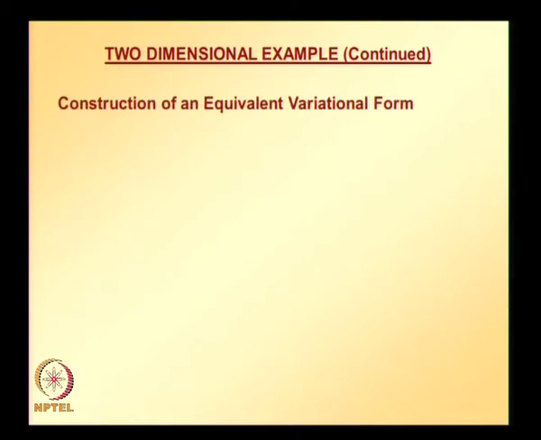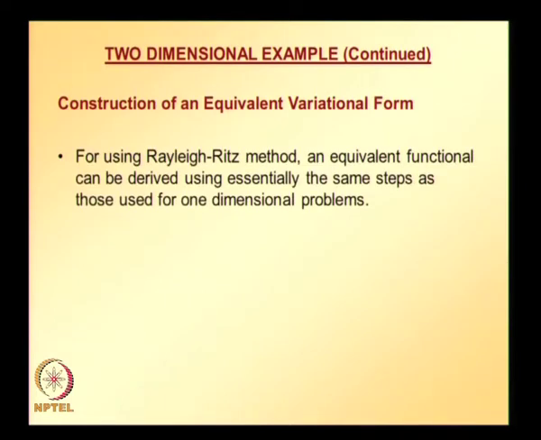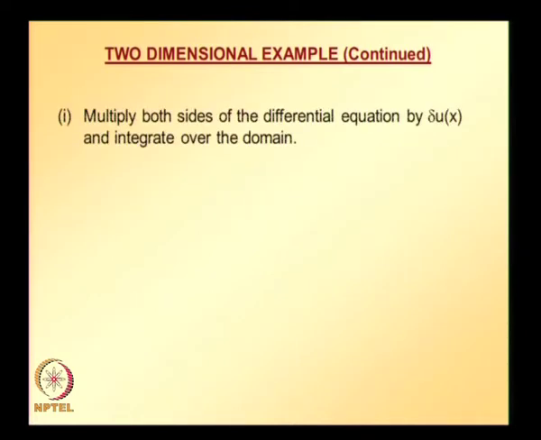So, before we go for construction of the equivalent variational form, which involves using the Rayleigh-Ridge method, an equivalent functional can be derived using essentially the same steps as those used for one dimensional problems. So, before we proceed further, let us look back at the various steps that we followed for getting the equivalent functional for one dimensional boundary value problems. So, these are the steps.